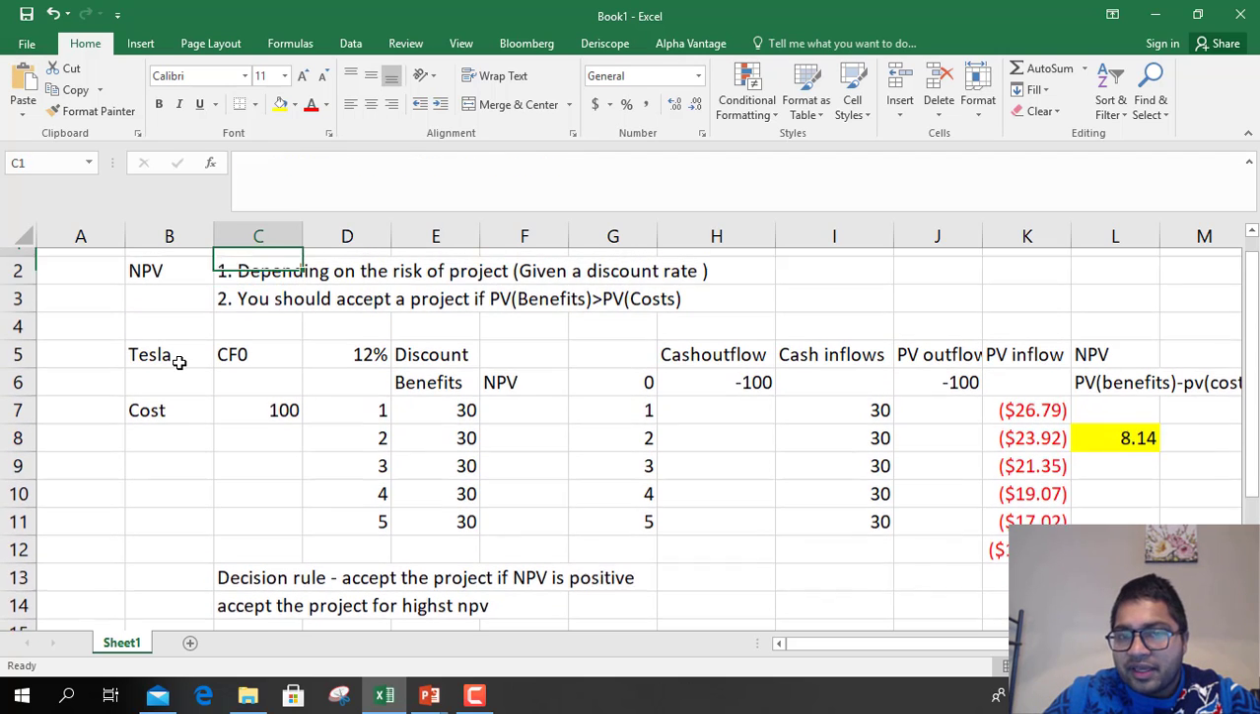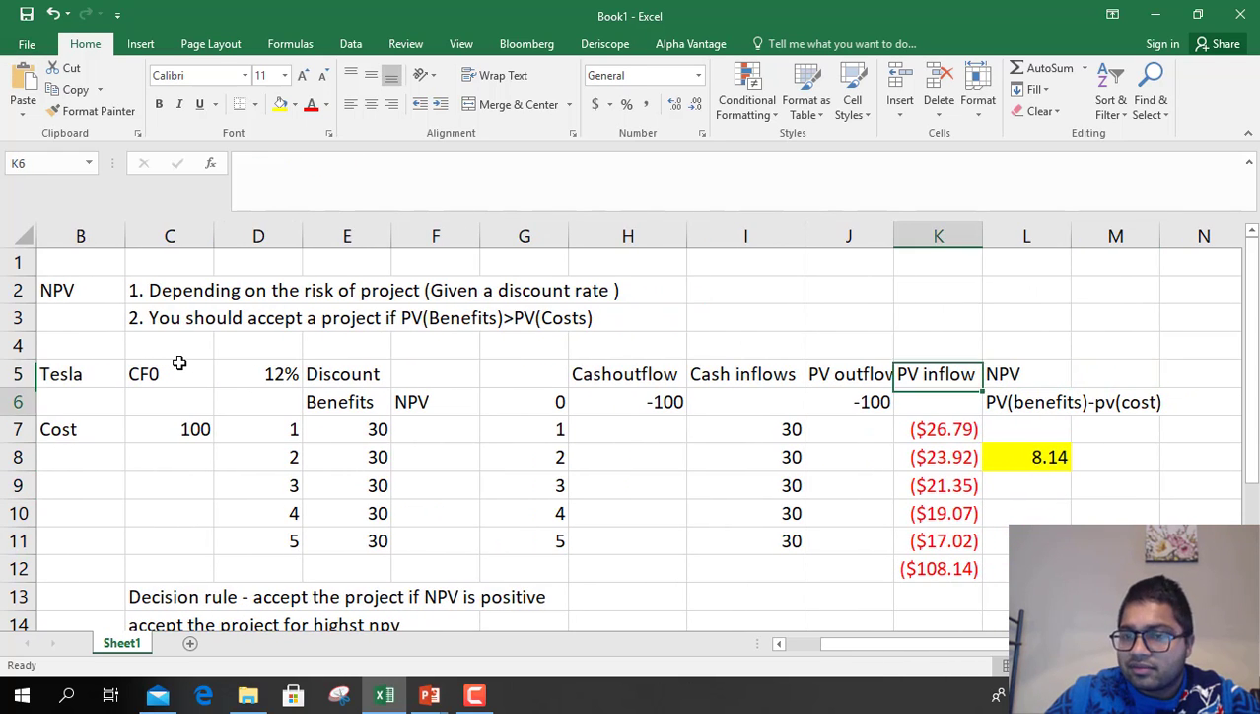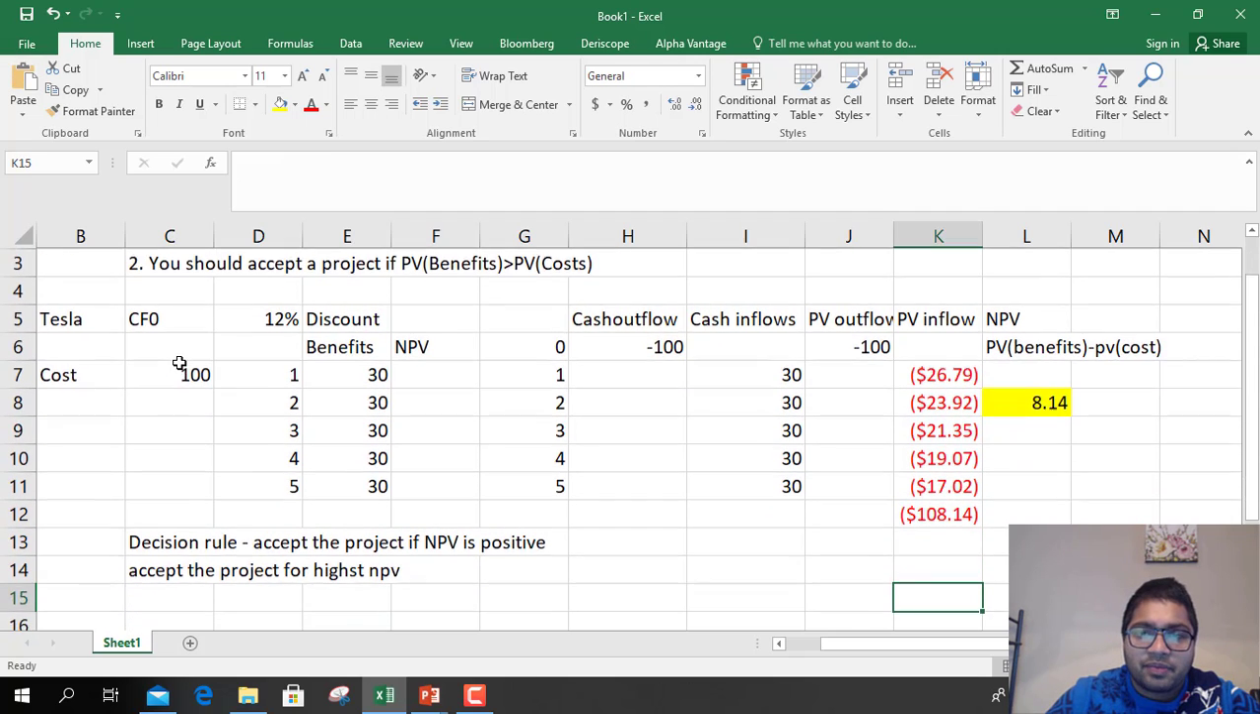Once again, how to do NPV? Step 1, create an NPV profile, right? What is an NPV profile or NPV cash flow profile? Time period 0 to 5, cash outflows, cash inflows. Okay. Calculate present value of cash outflows. Calculate present value of cash inflows. Okay. Then calculate NPV. So NPV means add everything up. So this is present value of cash inflow. Add everything up. So present value of benefits, which is 108, minus present value of cost, gives you NPV.